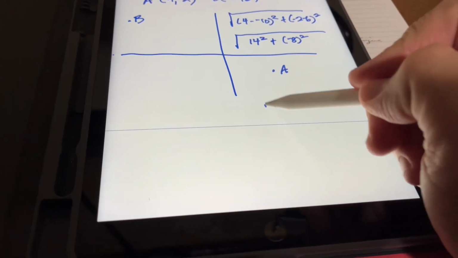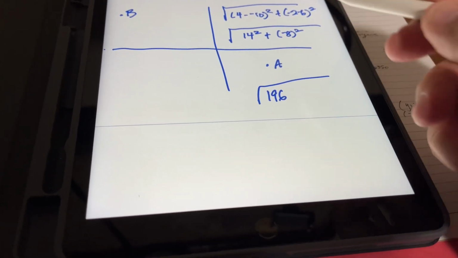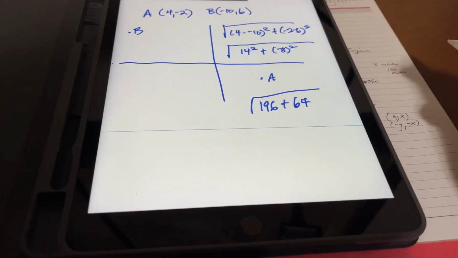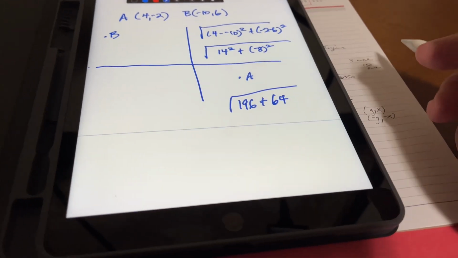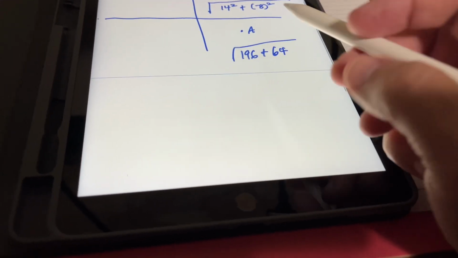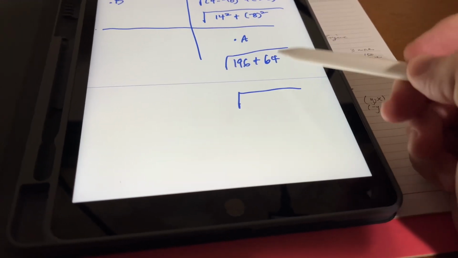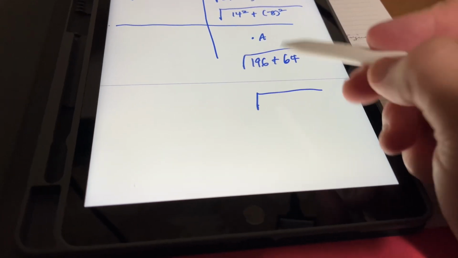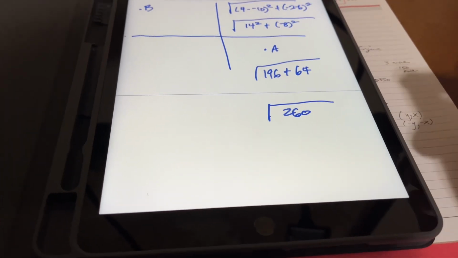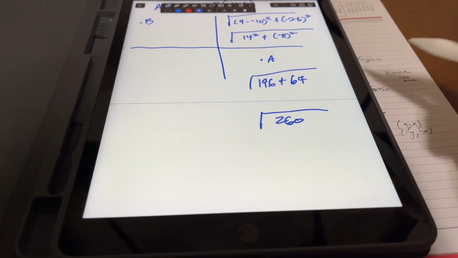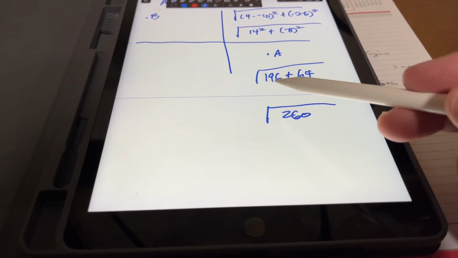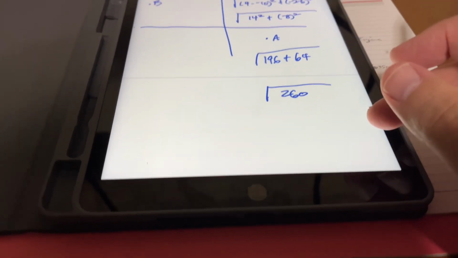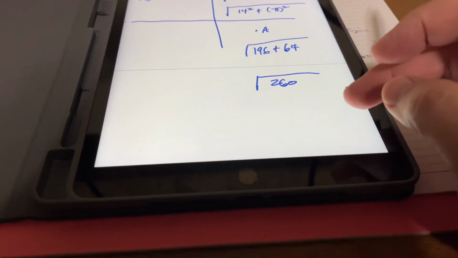Well, 14 squared is 196, I think. And -8 squared is -8 times -8, so that's 64. So I'm going to be adding 196 and 64. One way to do that is to say, okay, if I took 4 from the 64 and put it on the 196, that's 200. Then I had 60, so that's just going to be 260. That's kind of an easy way to add that. So the square root of 260. Now that's the answer, square root of 260.